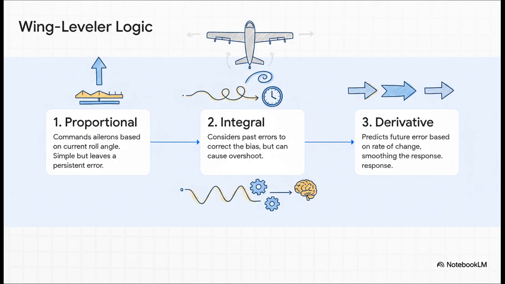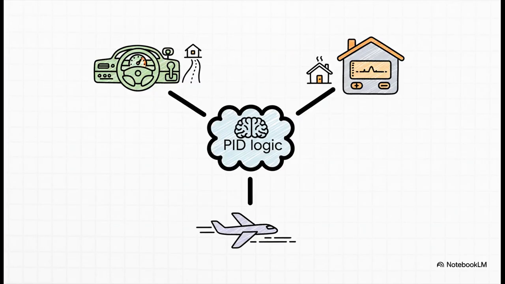So to fix that, we add integral control. Now the system looks at the error over time and adds a correction to kill that persistent bias. Okay, great, now we can get to perfectly level, but we tend to overshoot and wobble. So the final piece is adding derivative control. This one looks at the rate of change, letting the system anticipate where it's going and smooth everything out for a stable, precise flight. And this whole PID, or proportional integral derivative logic, well, it's not just for airplanes. This is the fundamental building block of countless control systems you use every single day, from the cruise control in your car to the thermostat in your house.